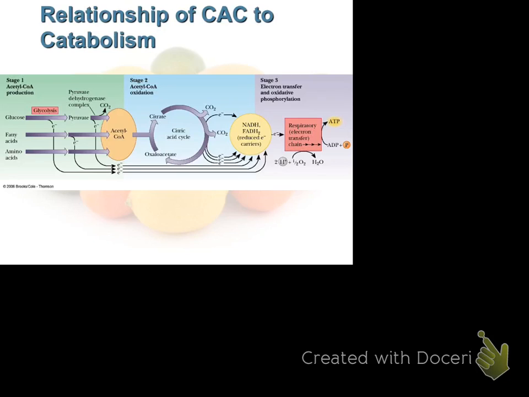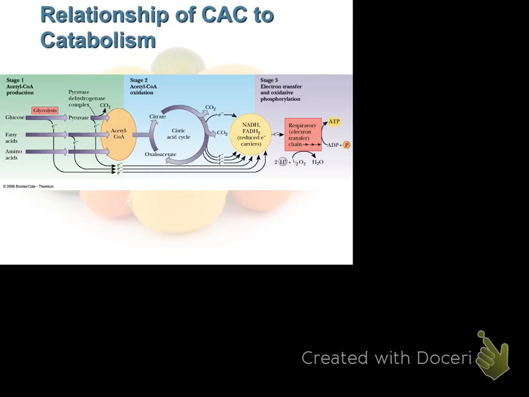I really like this picture. This one came out of the old book, but it shows you the different stages in how the citric acid cycle, which I abbreviate here as CAC, relates to the catabolic pathways. These are the three biggie catabolic pathways, and then it all comes down to a common metabolite, which is acetyl-CoA.